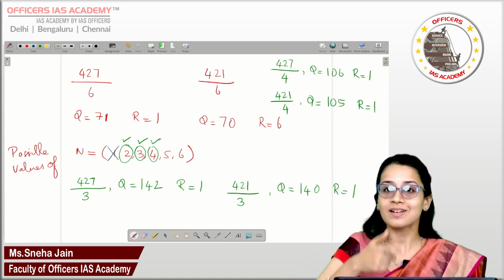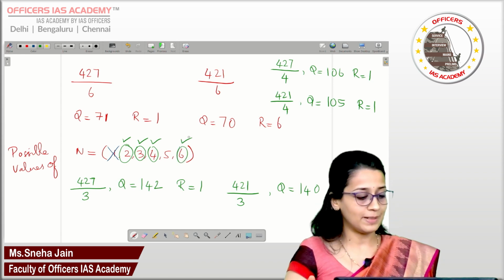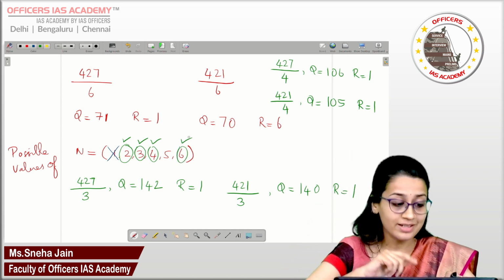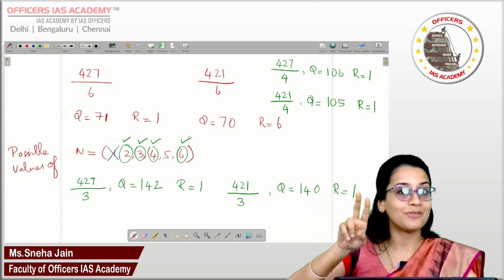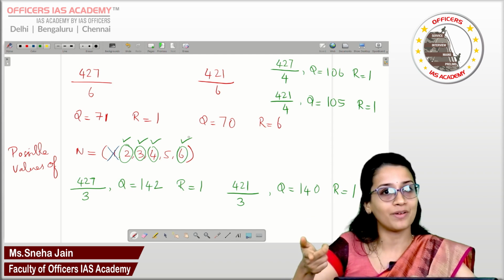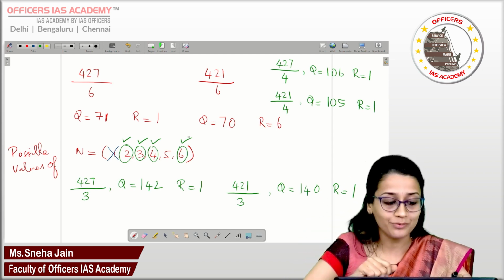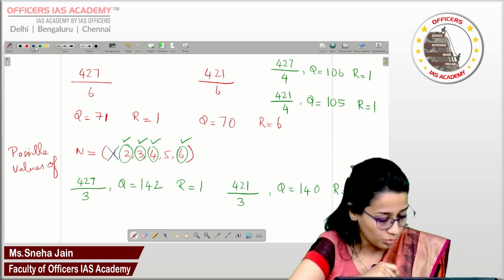Shall we go ahead and try with 5? See, 6 I have already included. Now let me try with 5. See, look at the question. The number 427, when divided by 5, definitely the remainder would be 2. And when 421 is divided by 5, it is 1. However, with 5, it does not leave a remainder of 1 for both. So 5 is also ruled out.